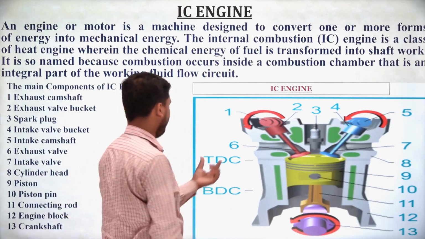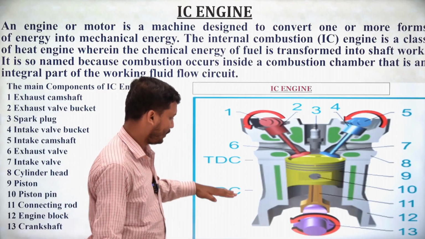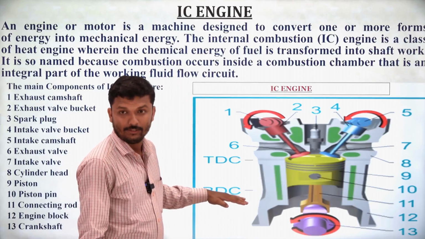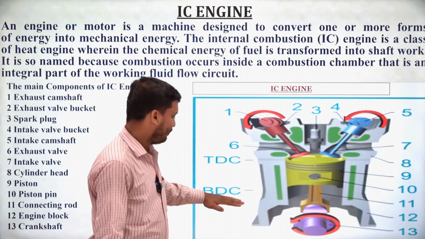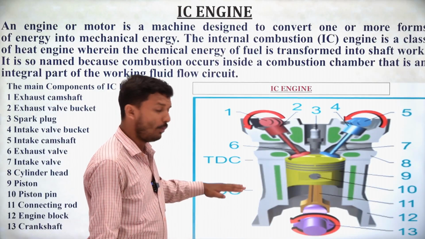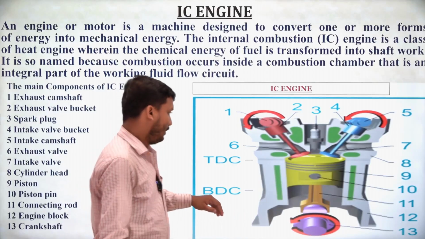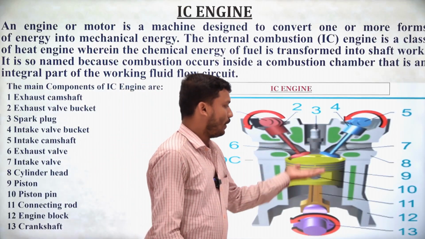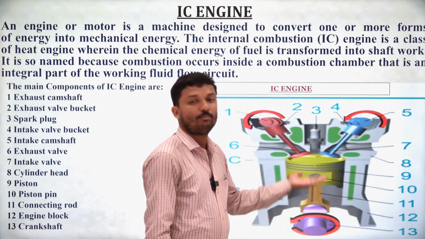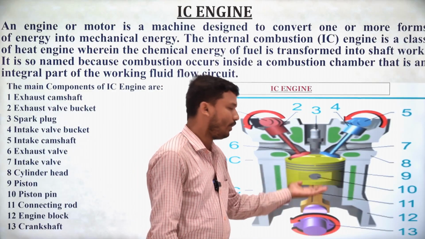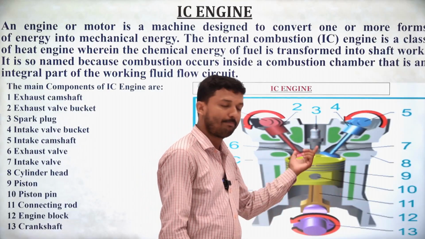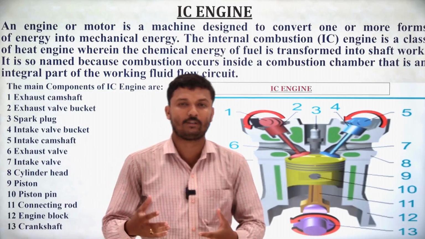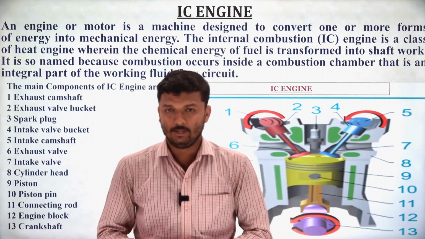Next, this is the TDC and BDC, the top dead center and bottom dead center of the engine cylinder. Top dead center means the upper part of the cylinder, and bottom dead center means the lower part of the cylinder. The complete area that is swept, when the piston goes up and down, is otherwise known as the swept volume or complete volume.